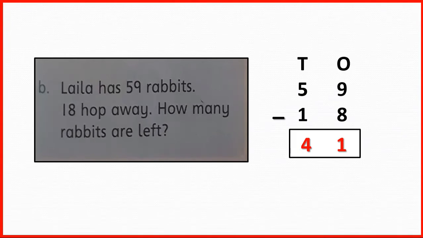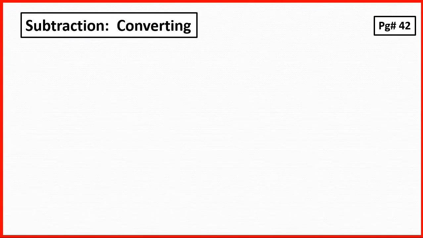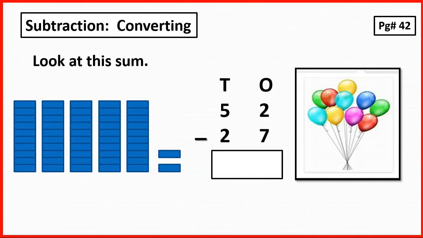Now here I am going to do page number 42, subtraction with converting. Look at this sum. There are 52 balloons at a party. 27 burst. So how many balloons are left?